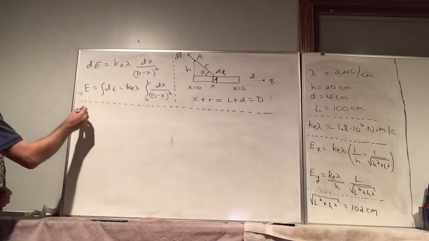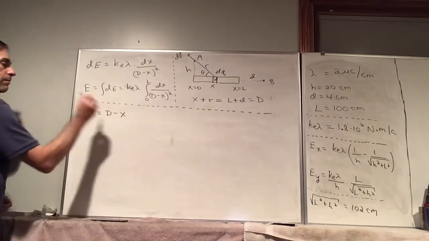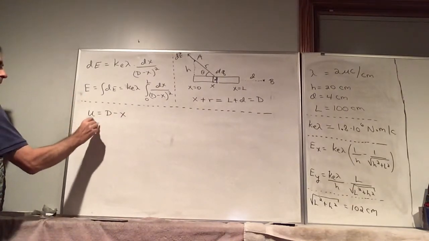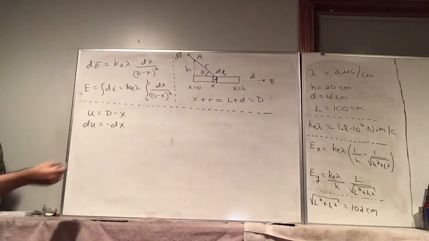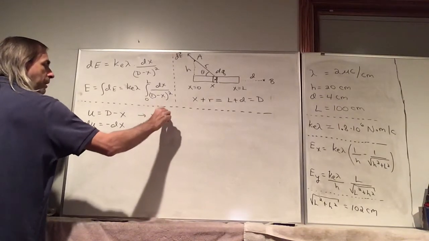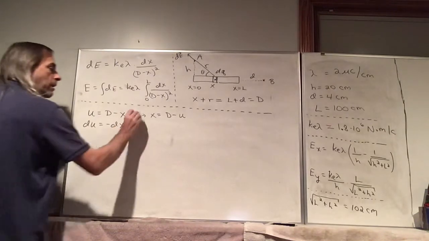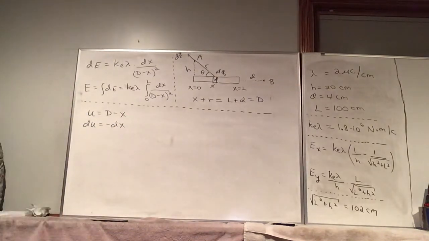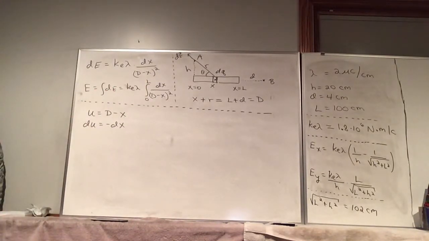So let's set U equal to D minus X. Then du is equal to minus dx. And x is going to be equal to d minus u. Oh, actually, we don't even need that. Sorry. We don't have an x to plug in anywhere. I thought we had an x in the numerator, but we don't. So that'll make things a little bit easier.